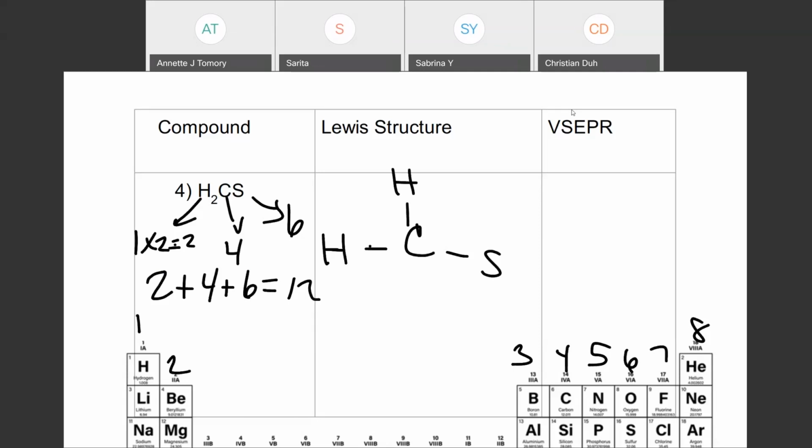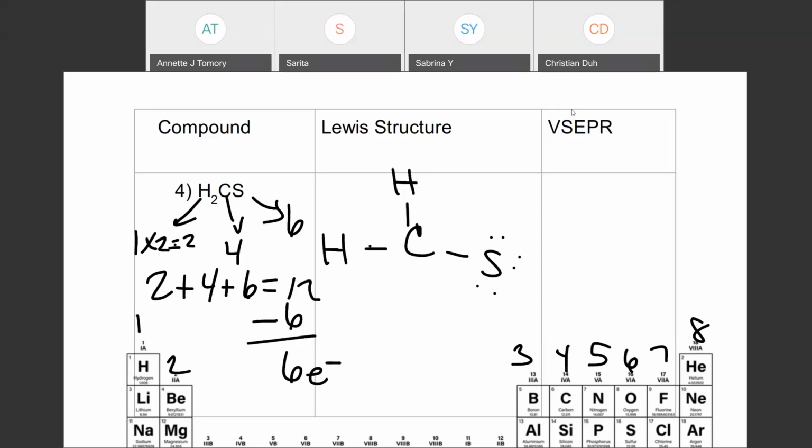Okay. All right, so how many electrons do I have there so far? 6. So I have 6 more left. Can I put anything on hydrogen? No. Can I put it on sulfur? Yeah. So 1, 2, 3, 4, 5, 6. Okay. Check your octet. Is carbon a full octet? No. Can it get to be a full octet? Yes.